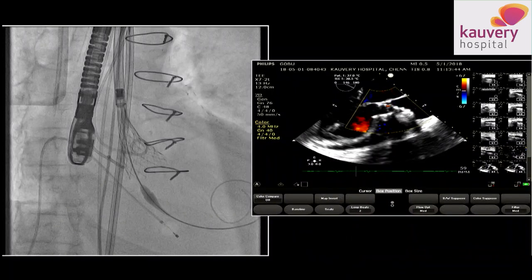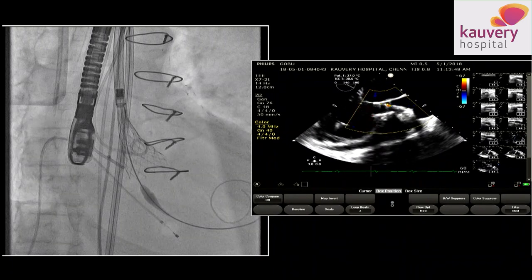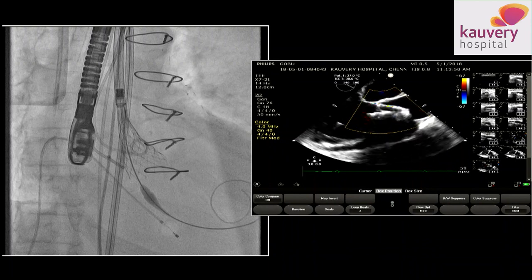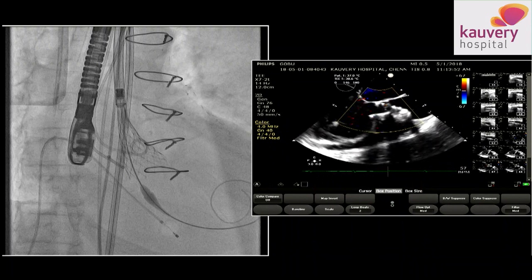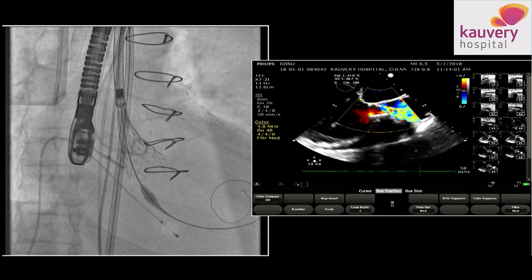And we are still in sinus rhythm. We're not requiring pacing. In spite of the depth, we don't have any conduction abnormality, although we could develop one later. At the moment it looks okay, and there's not much leak that you can see. Give us another view, please.